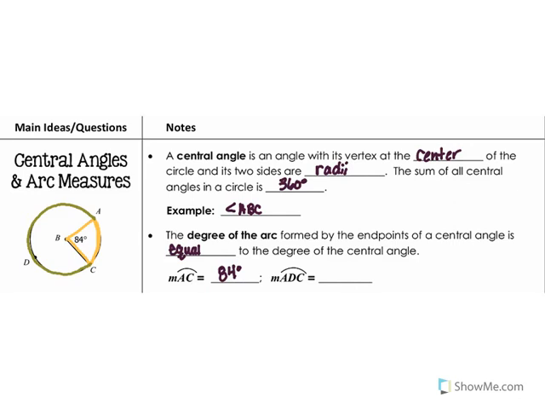we're going to have to subtract 84 from 360 to get that, because the whole circle is 360, and we already have that 84 degree angle taken out. So 360 minus 84 degrees is going to be 276 degrees. So this angle is a 276 degree angle, and we would say that the measure of the arc is also 276 degrees. So when we say arc measure, it's the degree measure that's associated with that angle.